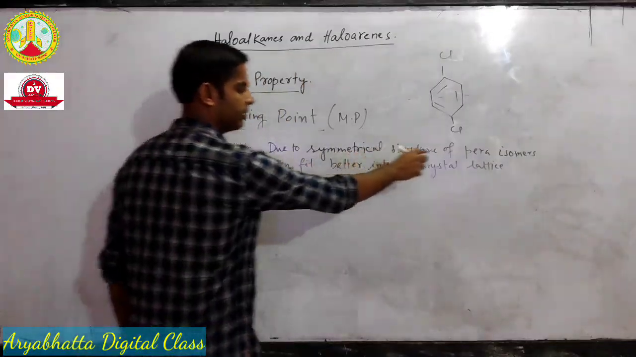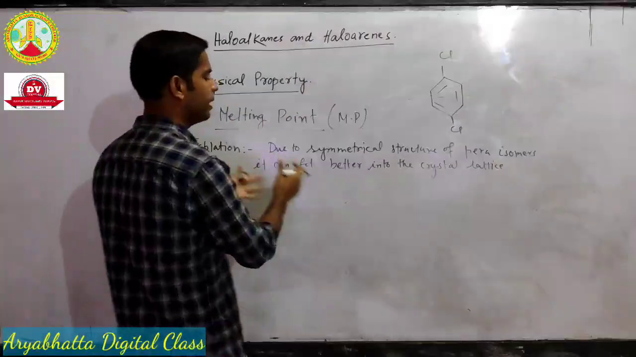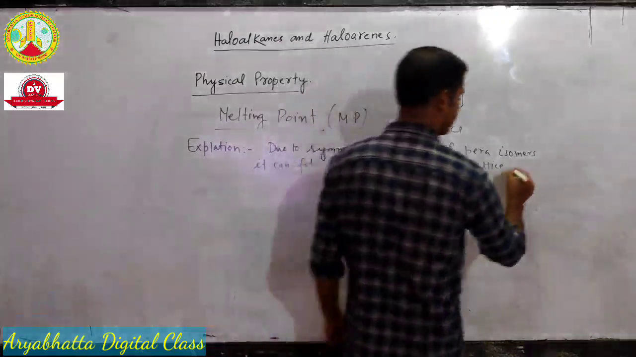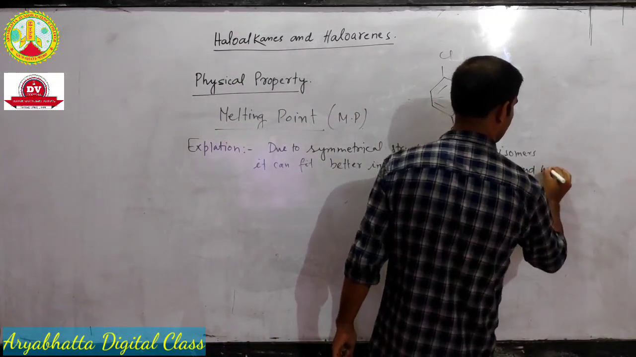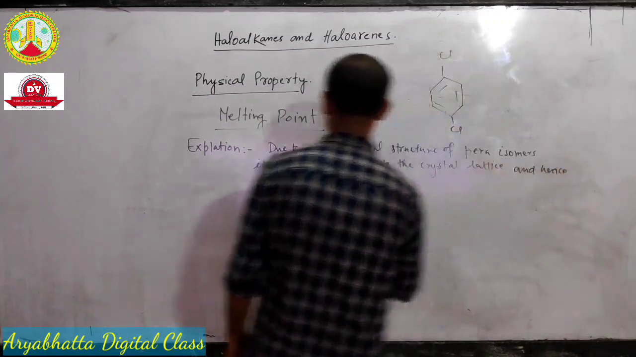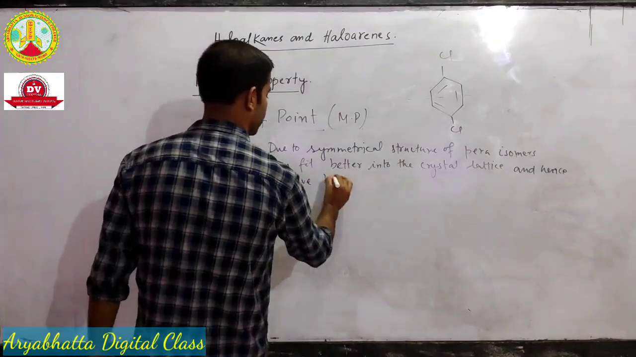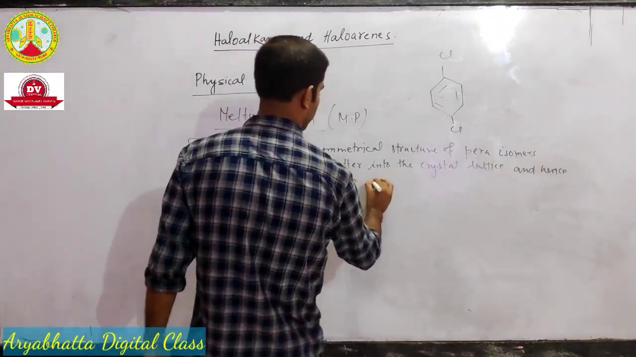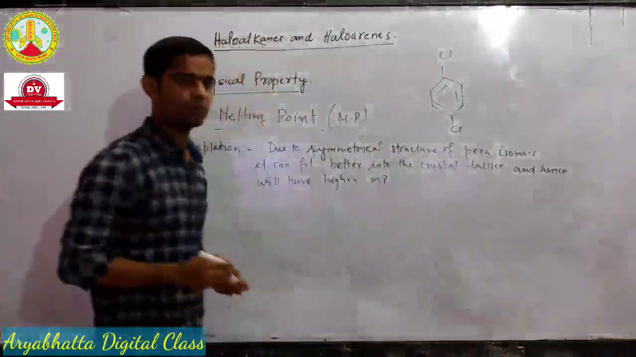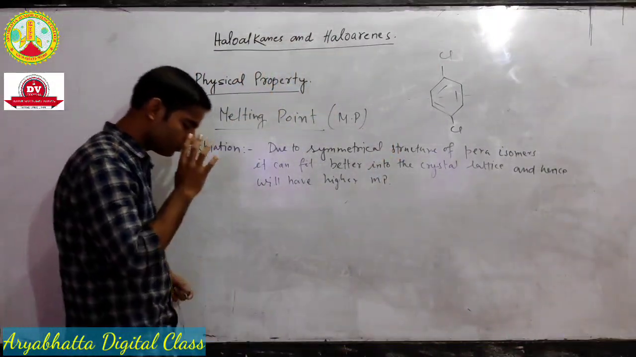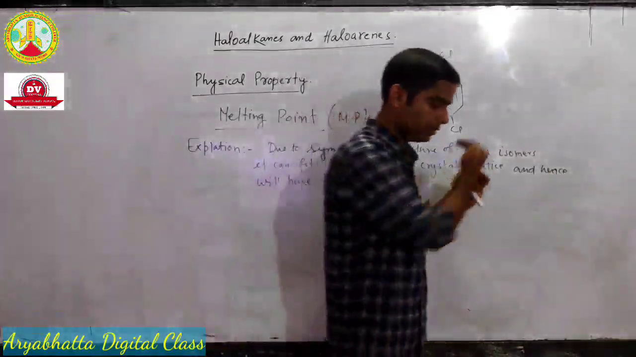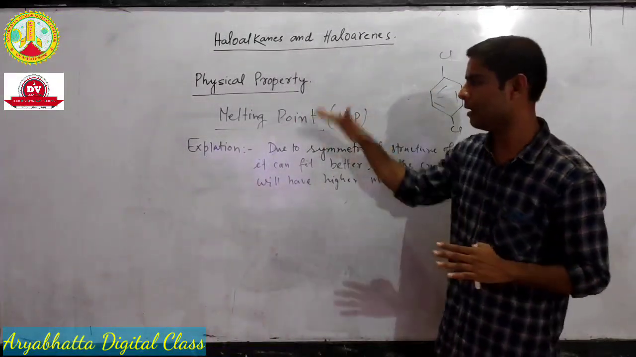So due to symmetrical structure of the para isomers, it can fit better into the crystal lattice and hence will have a higher melting point. Okay, so now these two topics I have covered.